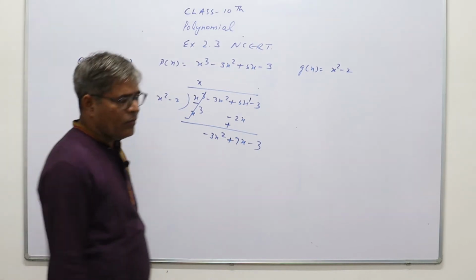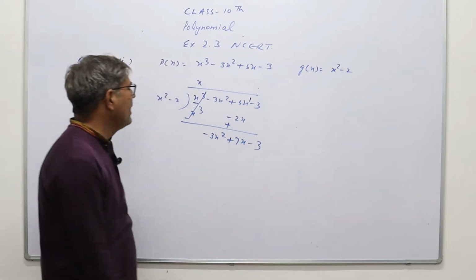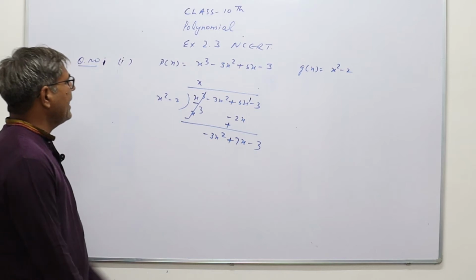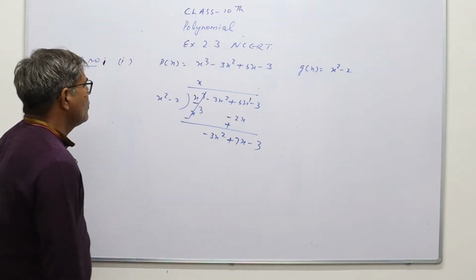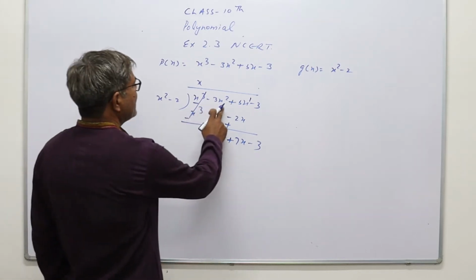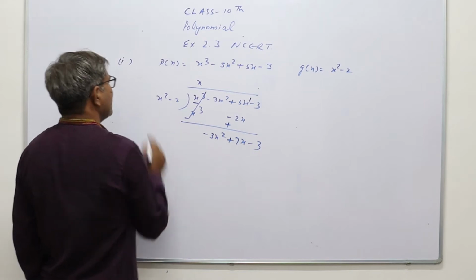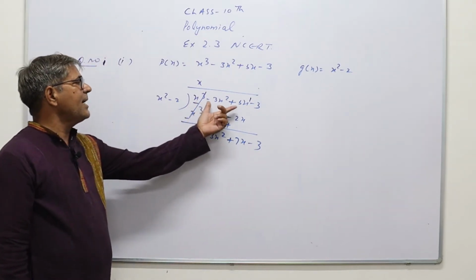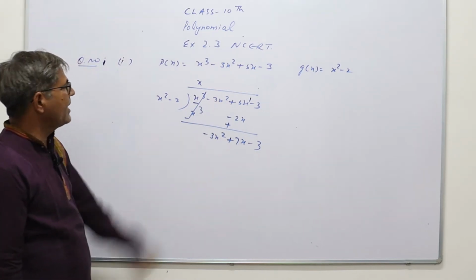So when we have to divide two given polynomials, first of all we will write both the given polynomials in decreasing order of their degrees. So here px is x cube minus 3x square plus 5x minus 3 and gx is x square minus 2. Now we have to divide x cube minus 3x square plus 5x minus 3 by x square minus 2.